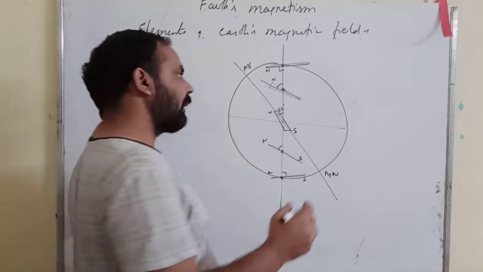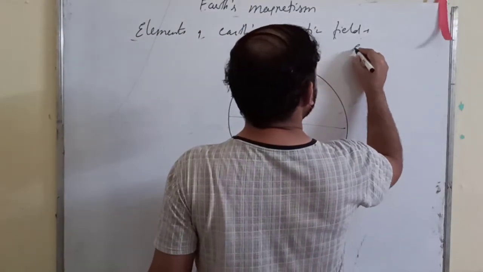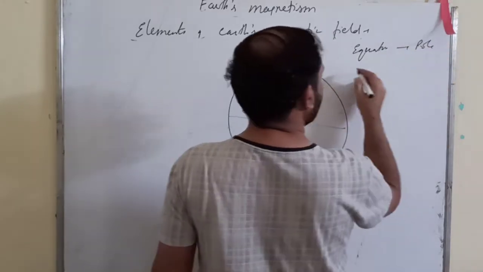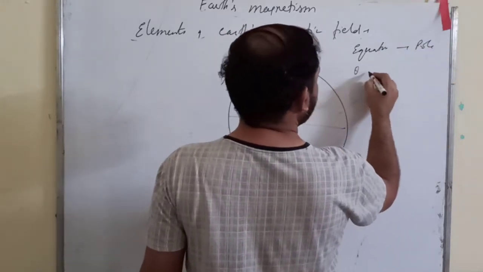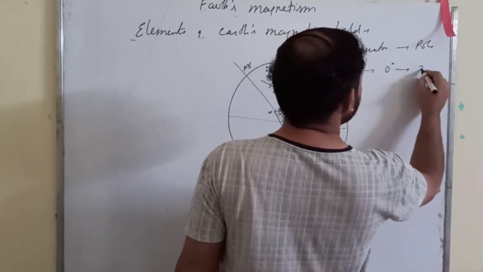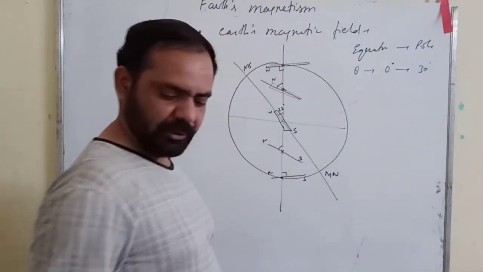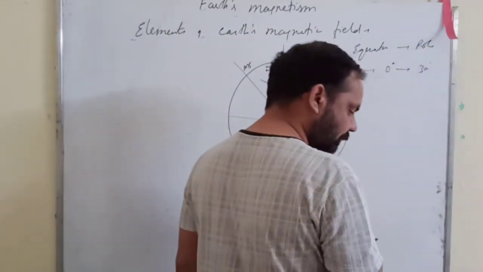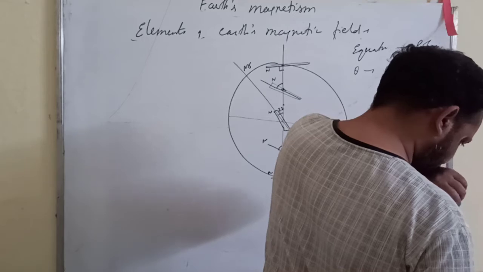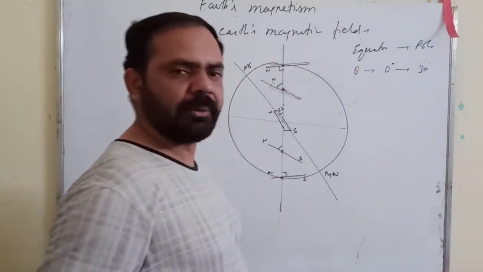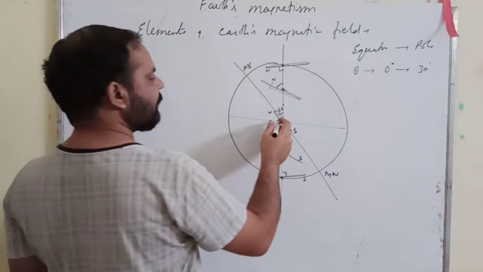So what happens as a person moves from equator to pole, right? That angle of declination changes from 0 degree to 30 degree. Not 0 degree, we should say, yes, from 0 degree to 30 degree. Why are we taking 0 degree here?